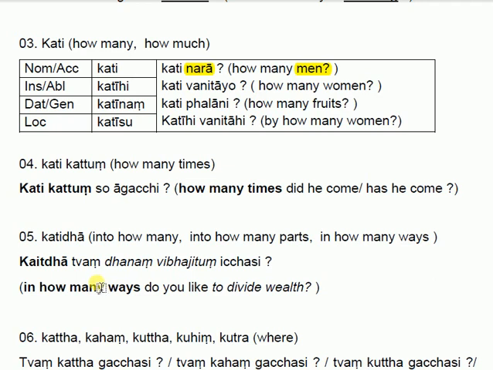Tvaṃ means you. Dhanang means wealth. Vibhajitung means to infinitive. If you can remember, to infinitive. So vibhajitung, to divide. Ichasi means like. So katida tuang danang vibhajitung ichasi. In how many ways do you like to divide wealth? Right. Let's go down.